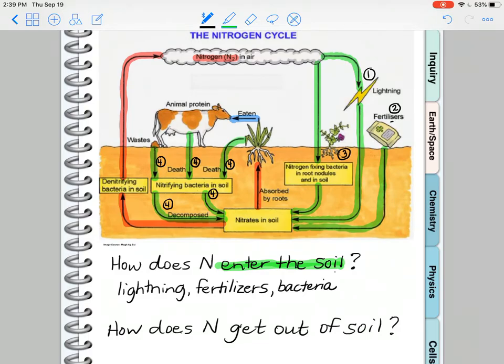Another thing is death and decomposition. The cow and the plant died. The poop is not alive, so it's decomposing. So we'll include both of those. And I think that covers it. There are four basic: the lightning, the fertilizer, the bacteria, and then death and decomposition. So that's into the soil.